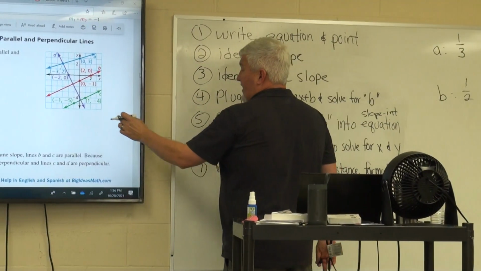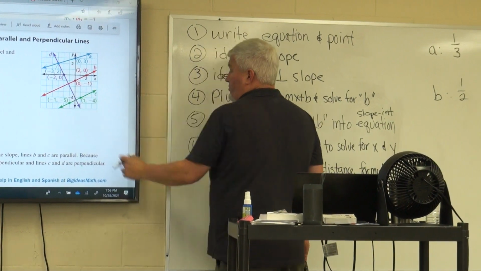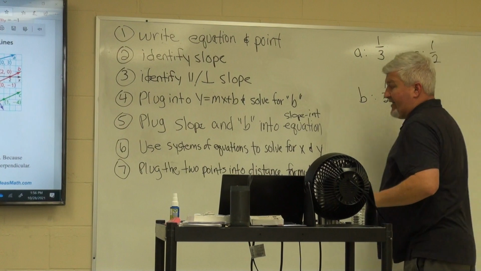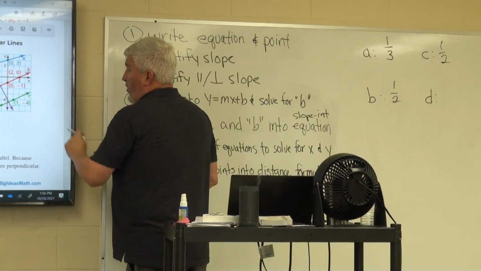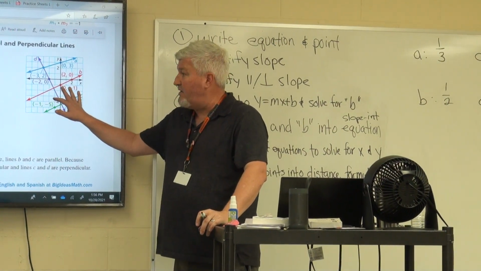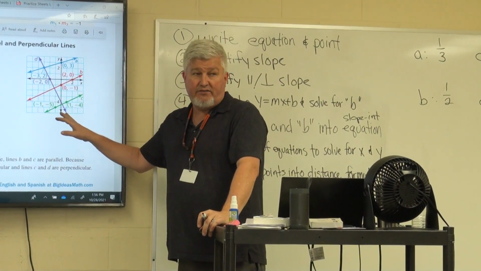The green line, letter C, goes up 1 and over 2. Same slope, 1/2. And then the purple line is line D. Hopefully you understand when you look at these lines, any line going up from left to right is positive. Any line going down from left to right is going to be negative.